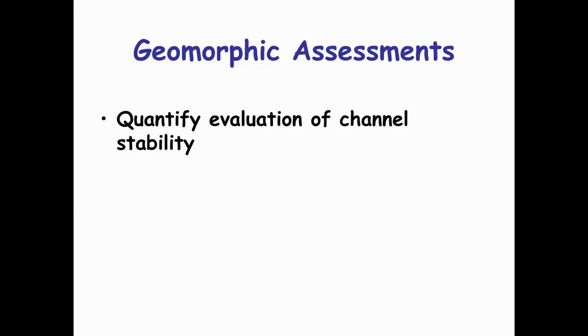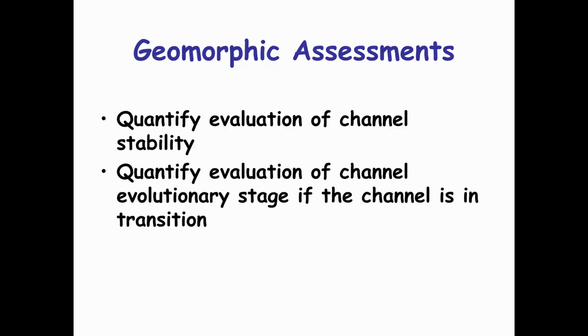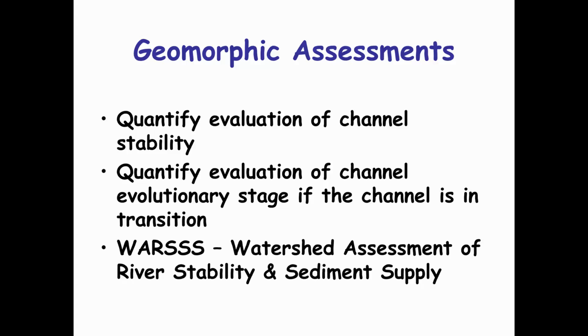For geomorphic assessments, you can use these to quantify the stability of a channel. You can quantify the channel evolutionary stage if it is in a transition stage. For either one of these, there would be more sediment being generated if the channel is unstable, or if it's in an evolutionary stage, there'd be more sediment being generated or deposited, depending on the stage and condition. And so one would be able to evaluate whether the sediment sources are coming from the channel or from upland areas. The technique called Watershed Assessment of River Stability and Sediment Supply, labeled as WARSSS, was developed by Wildland Hydrology.